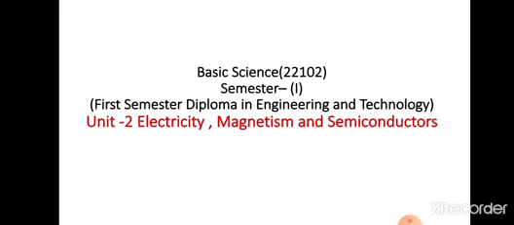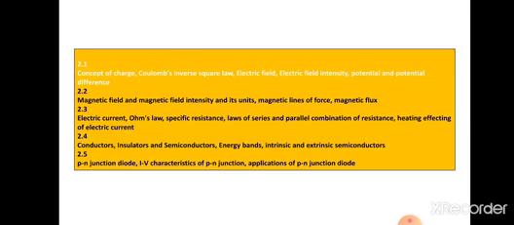This unit is categorized into 3 parts. Let's see the syllabus of unit 2 in detail. These are the subtopics of unit 2. In 2.1, it includes the concept of charge, Coulomb's inverse square law, electric field intensity, potential and potential difference.